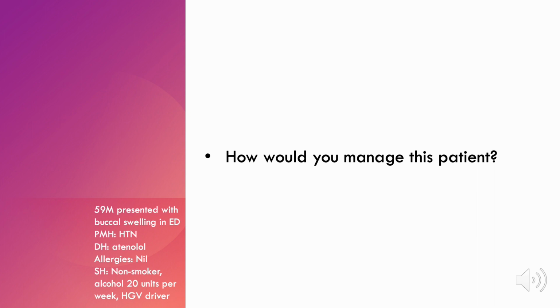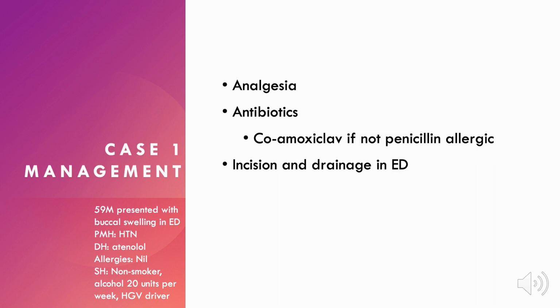So how would you manage this patient? All of their observations are largely stable. They haven't got a fever. They're feeling okay within themselves, still able to eat and drink. So you'd probably be thinking you can manage this in A&E with an incision and drainage and send them home with antibiotics. So you want to cover with analgesia, some antibiotics. Co-amoxiclav is probably the most preferred one if they're not penicillin allergic. And then, as mentioned, an incision and drainage in ED, just to get rid of that abscess related to the upper left 5-6.